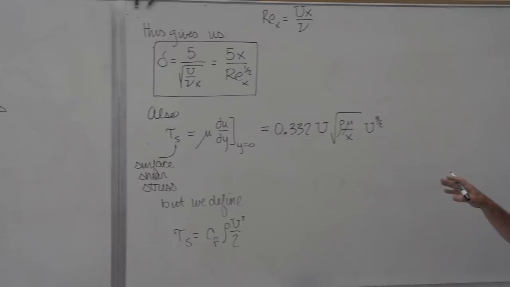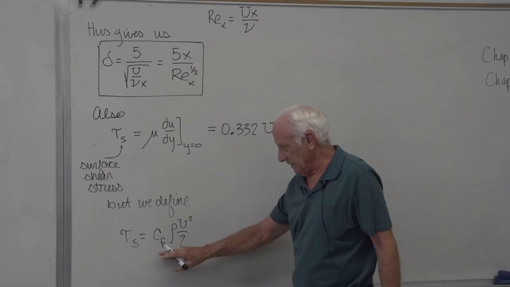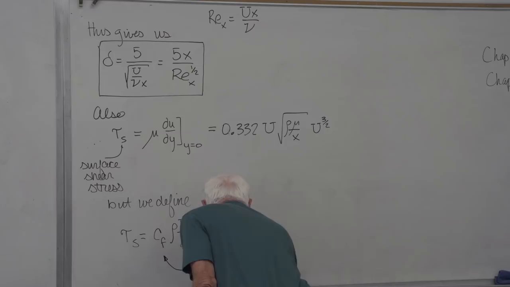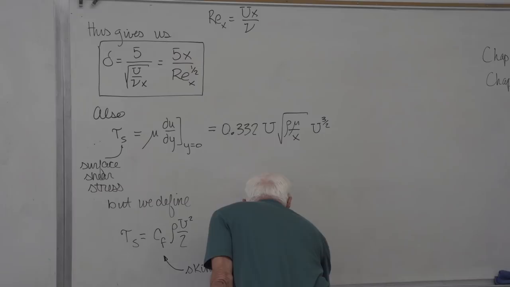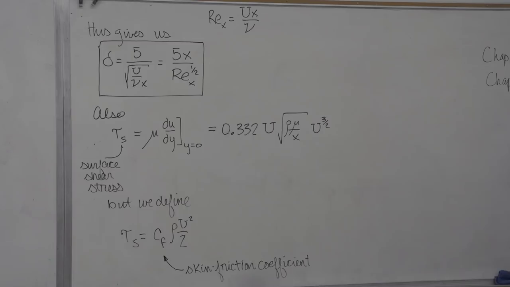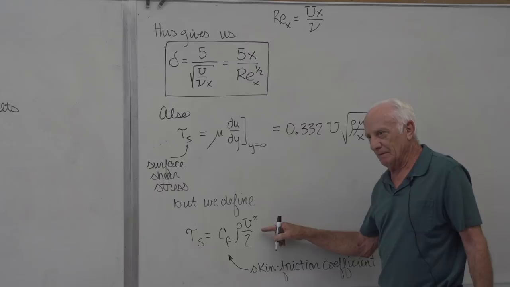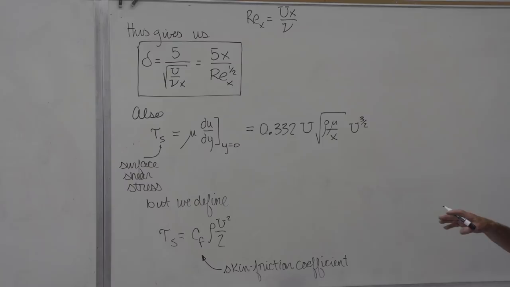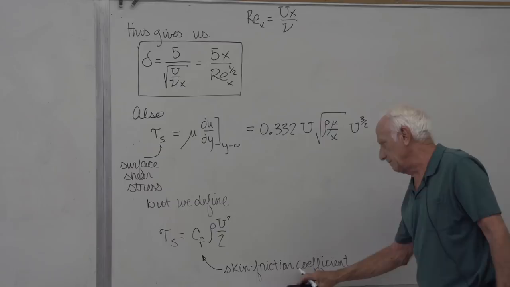But we define the shear stress also like this. The shear stress equals some parameter. This guy is called the skin friction coefficient. F stands for friction, C stands for coefficient, multiplied by something like the kinetic energy of the approaching free stream, rho u squared divided by 2. That's how we define C sub F. That equation is a definition of C sub F. That's where it came from.